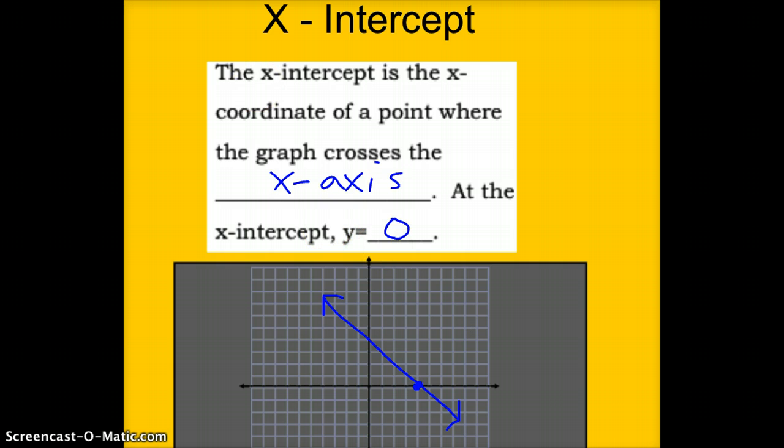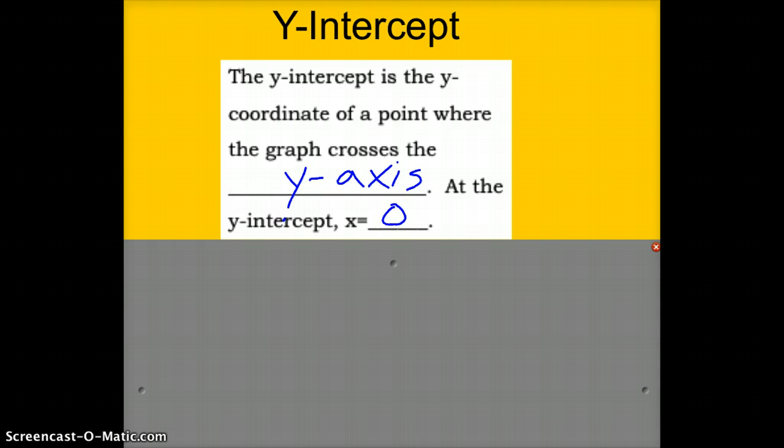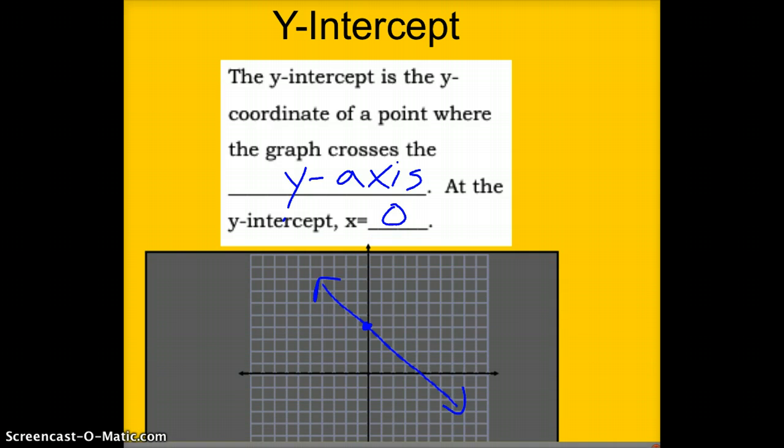Now we're going to move down to y-intercept. The y-intercept is the y-coordinate of a point where the graph crosses the y-axis. At the y-intercept, x equals 0. Again, taking a look at the graph, here's the y-intercept. This is where the graph crosses the y-axis. In this case, it's the point (0, 4). Your x value is 0.